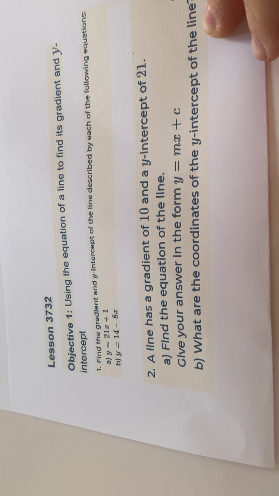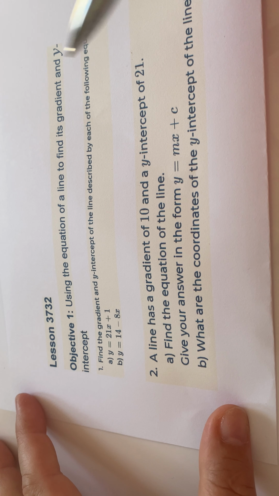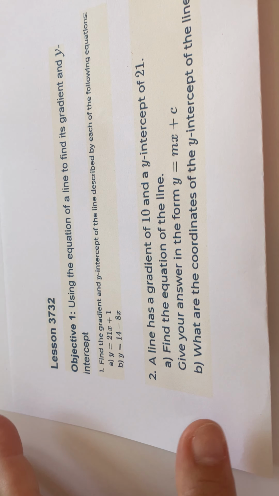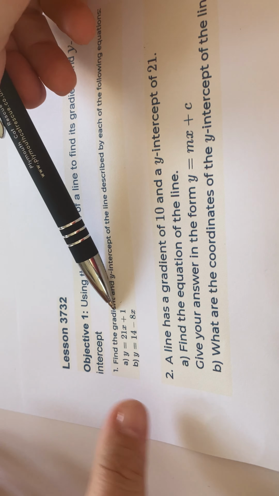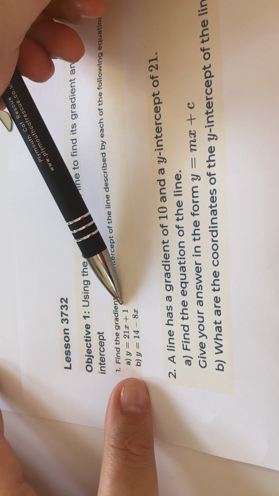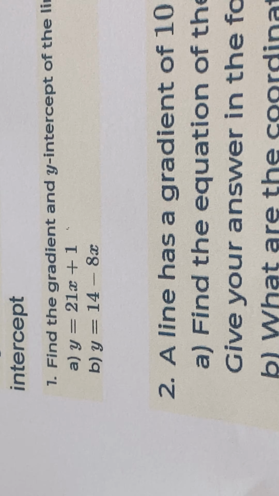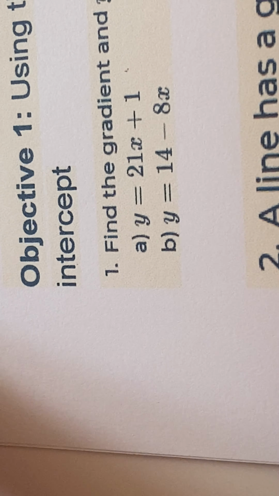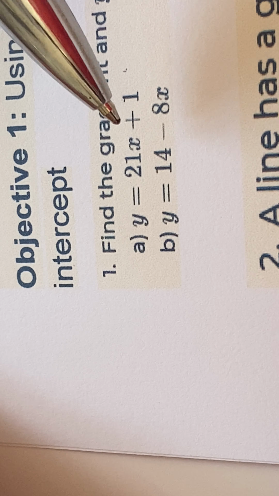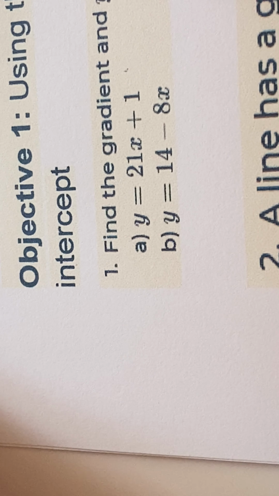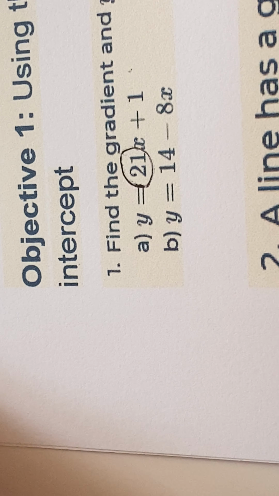This video is lesson 3732, where we use the equation of a line to find the gradient and the y-intercept. Example number 1 here is the basic type questions where you can quite clearly see what the gradient and the y-intercept are. So if we look at those two equations there, this one is already in the form of y equals mx plus c. So we know that m is equal to this number here, which is 21.